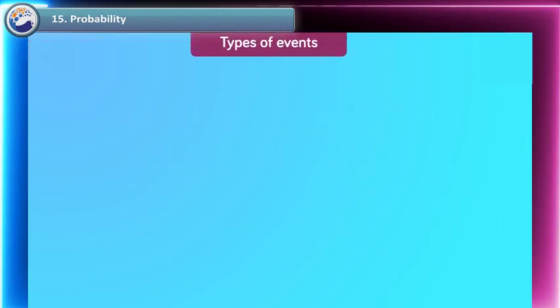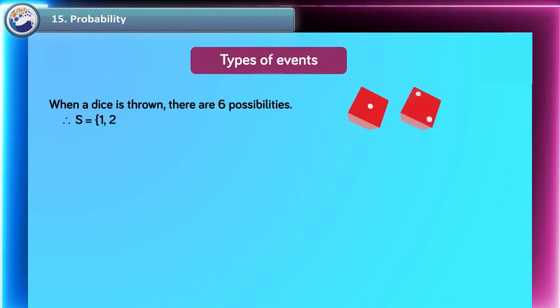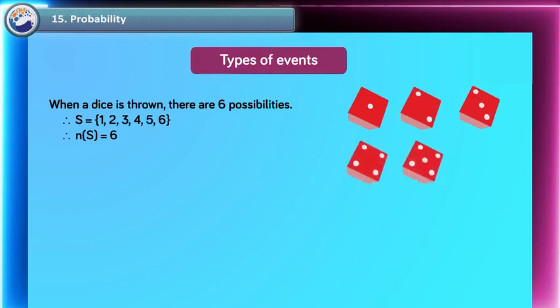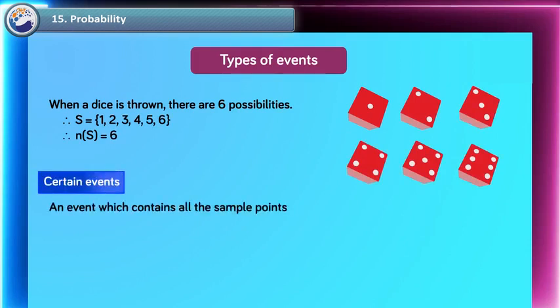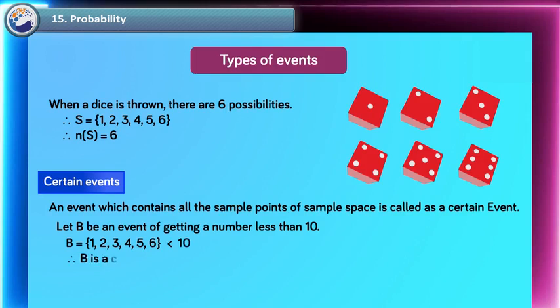Types of events. When a dice is thrown, there are 6 possibilities. Therefore, S is equal to {1, 2, 3, 4, 5, 6}. Therefore, n(S) is equal to 6. Certain event. An event which contains all the sample points of sample space is called a certain event. Let us consider an example. Let B be an event of getting a number less than 10. We know that when a dice is thrown, there are 6 possibilities of getting a number less than 10. Therefore, event B is a certain event. It contains all the elements of sample space.